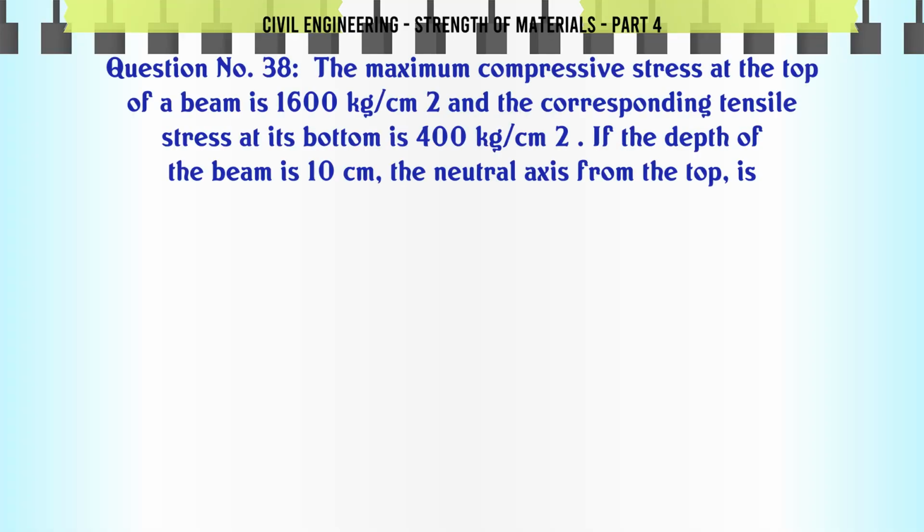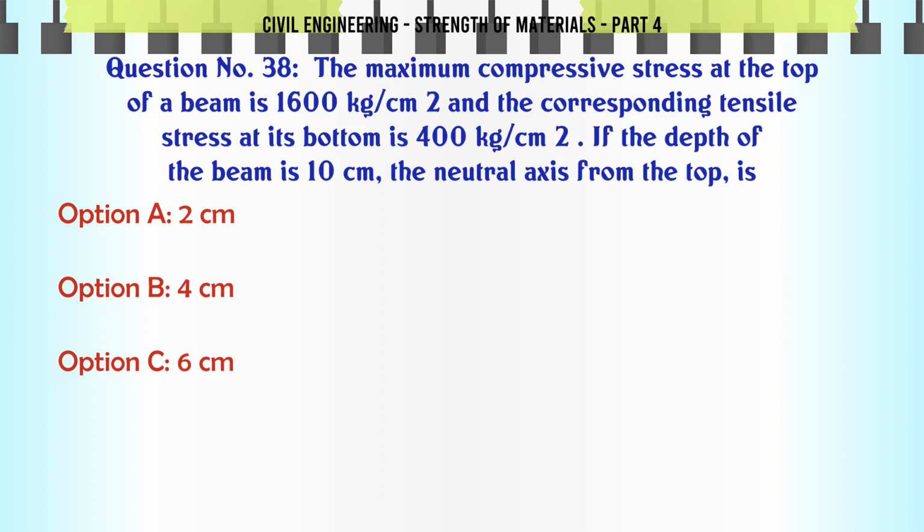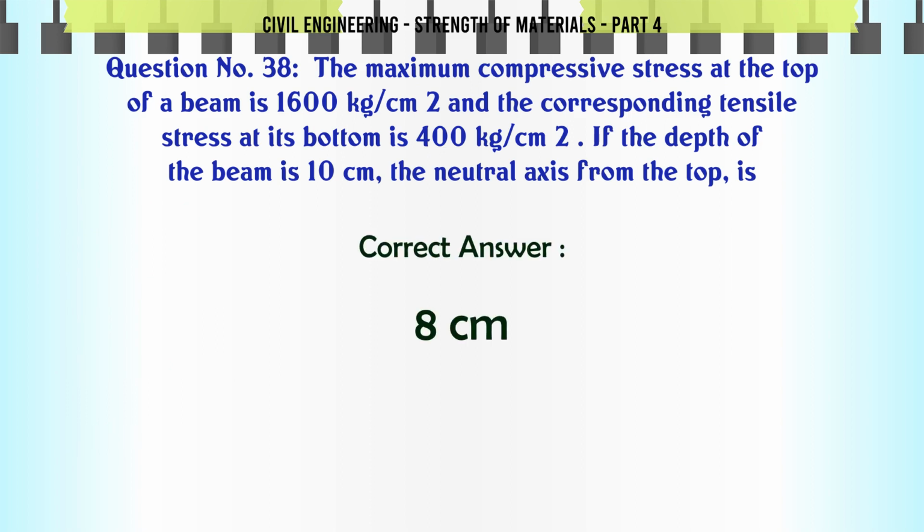The maximum compressive stress at the top of a beam is 1600 kg/cm² and the corresponding tensile stress at its bottom is 400 kg/cm². If the depth of the beam is 10 cm, the neutral axis from the top is: A. 2 cm, B. 4 cm, C. 6 cm, D. 8 cm. The correct answer is 8 cm.